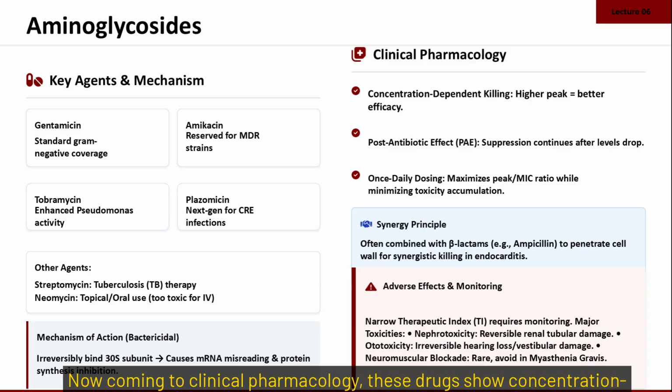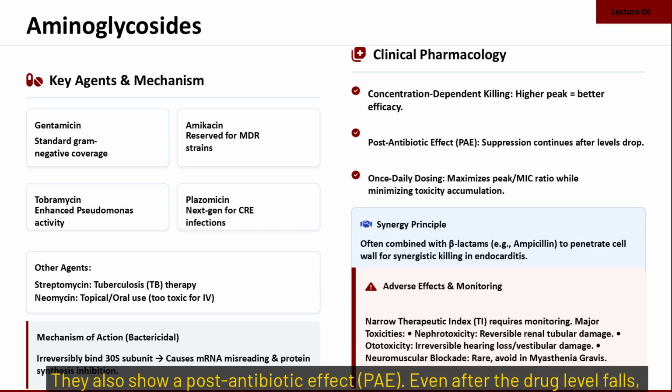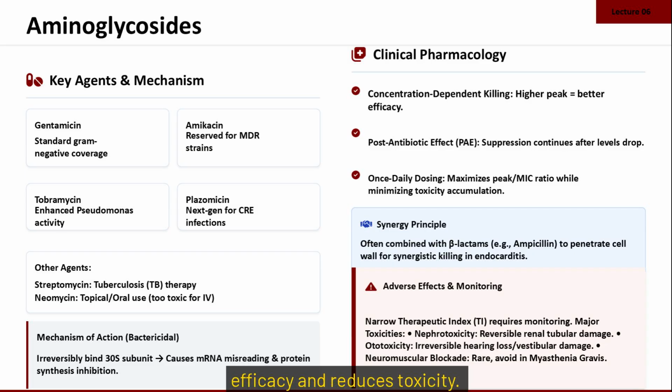Now coming to clinical pharmacology, these drugs show concentration-dependent killing. This means the higher the drug concentration, the better the bacterial killing. So we aim for a high peak level. They also show a post-antibiotic effect, PAE. Even after the drug level falls, bacterial growth remains suppressed for some time. Because of this, aminoglycosides are often given as once-daily dosing, which improves efficacy and reduces toxicity.